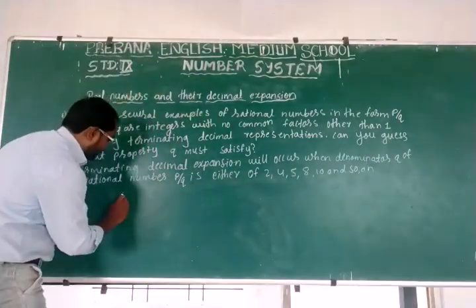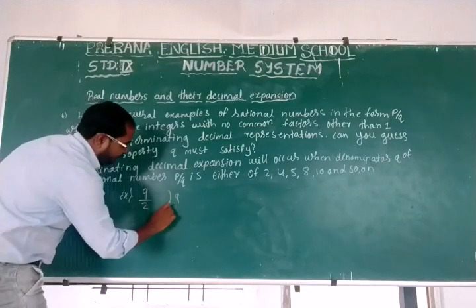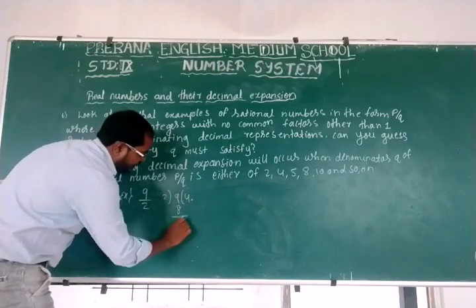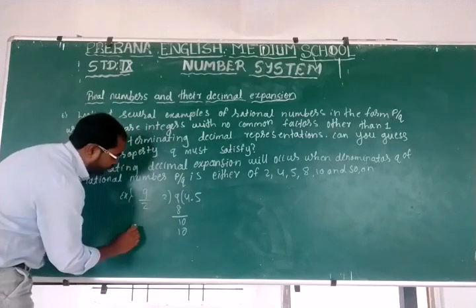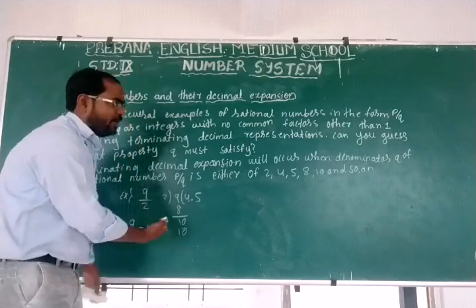If you want to check, for example, take 9 by 2. When you divide 9 by 2, 2 into 4 is 8, so the remainder is 1. Give a point and take 0, 2 into 5 is 10. So that means 9 by 2 is 4.5. That means it is completely terminating.